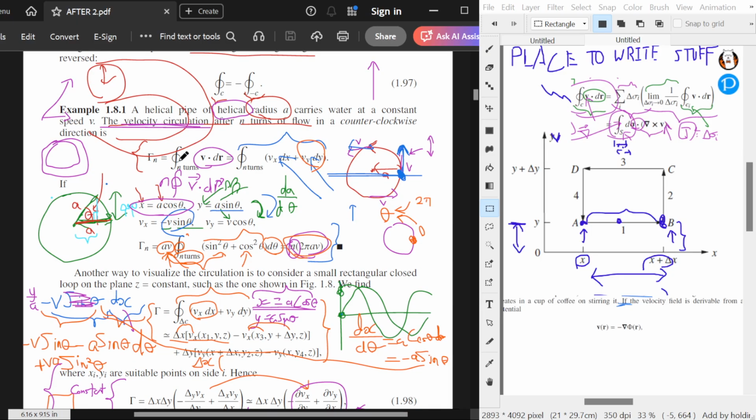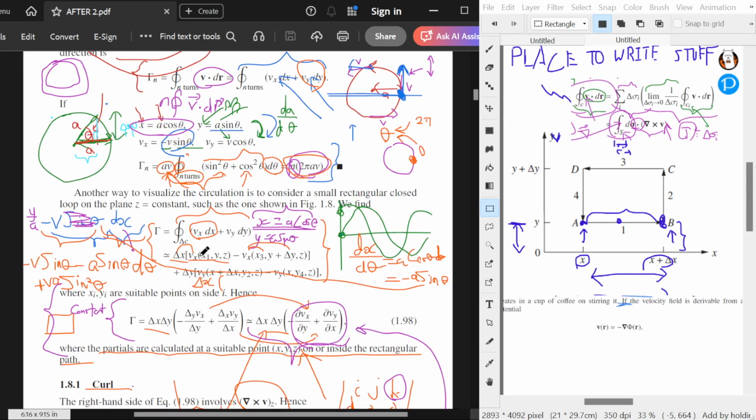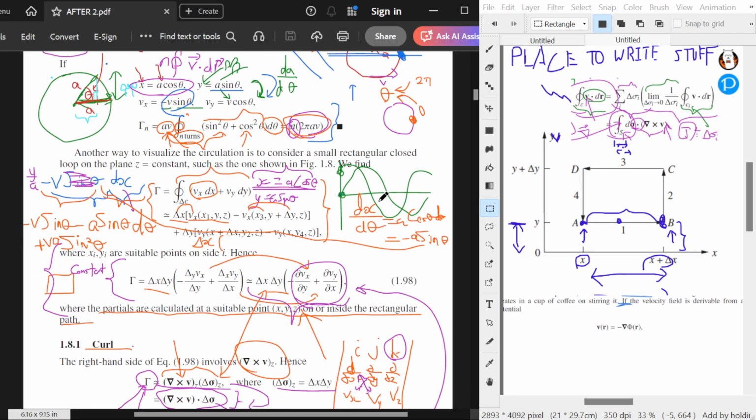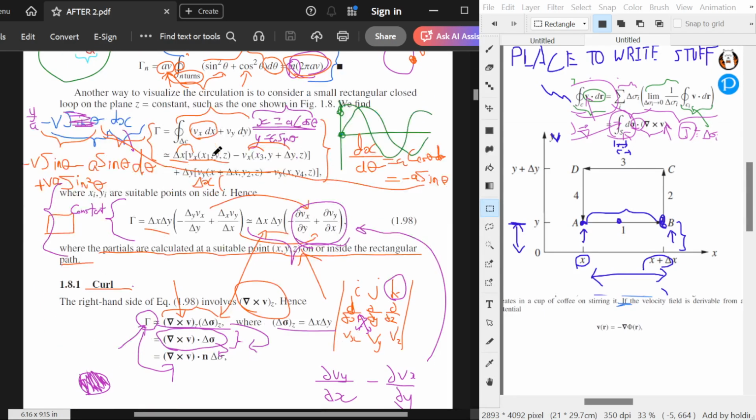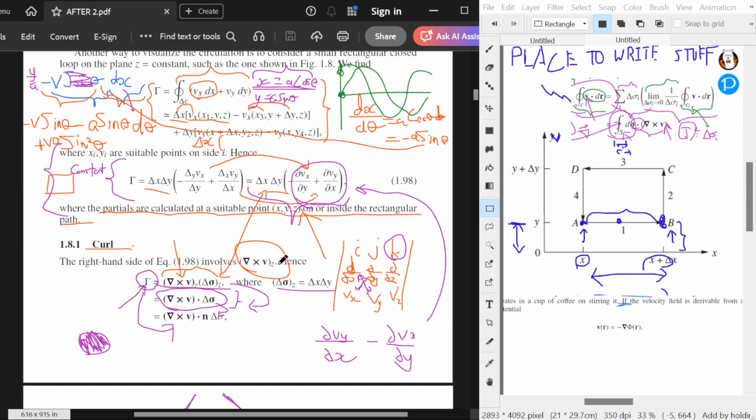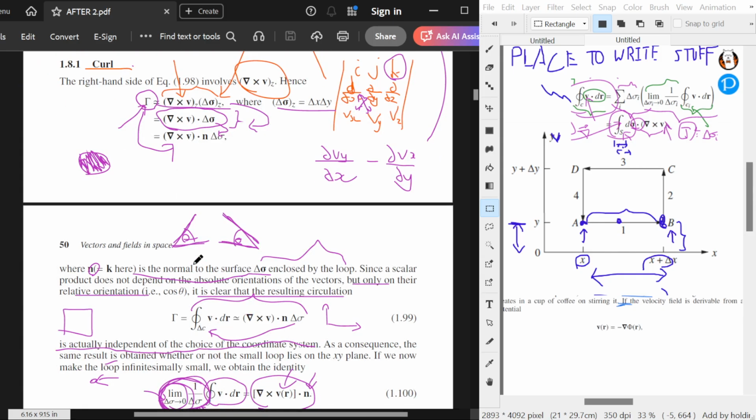Helical pipe. For a pipe, the circulation you can get from this. Consider... Curl, the right side. Curl.